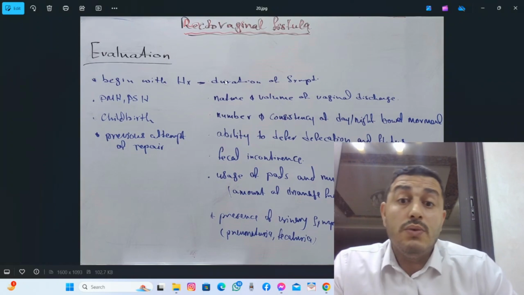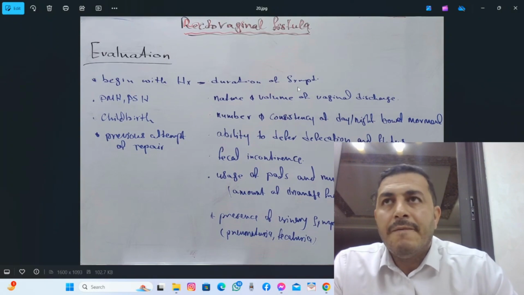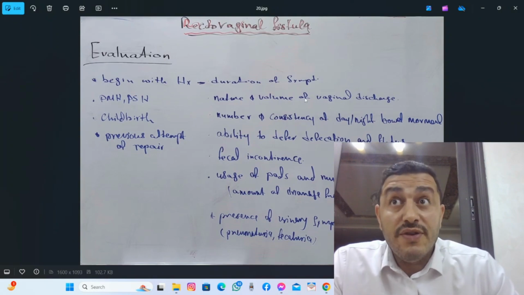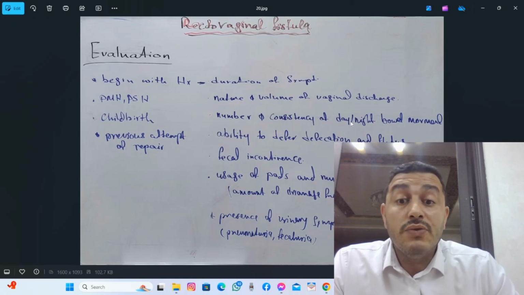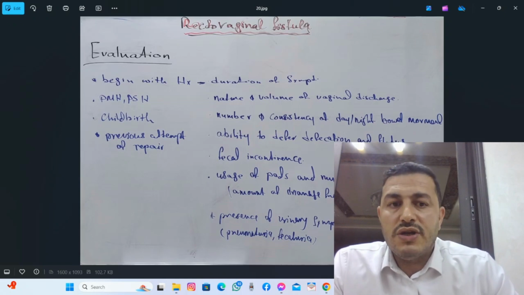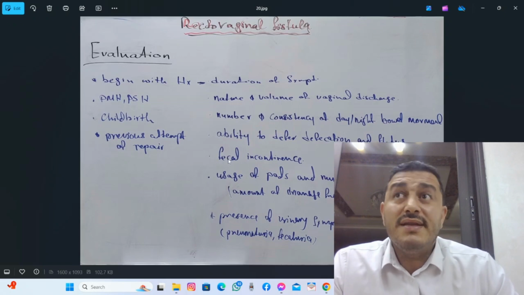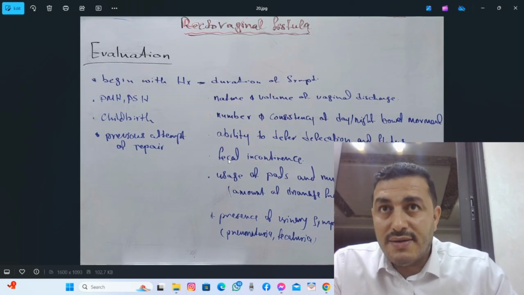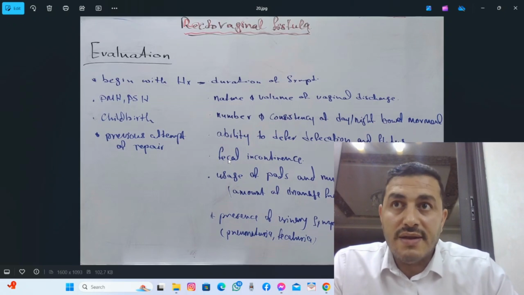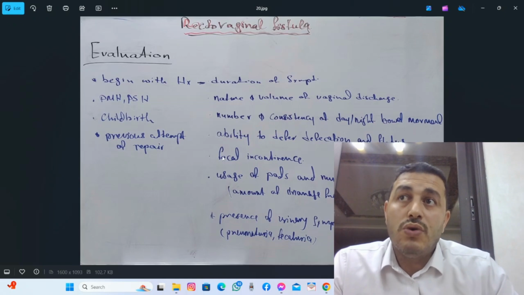We begin with history, we focus on the duration of the symptoms, nature and volume of the vaginal discharge, number and consistency of day and night bowel movements, ability to differentiate defecation and flatus, evidence of fecal incontinence. And here you have to focus, is this a true fecal incontinence or is this a vaginal discharge? It's actually hard to determine, but these patients have fecal incontinence higher than the normal population, and this actually directs us toward assessing the sphincter function.